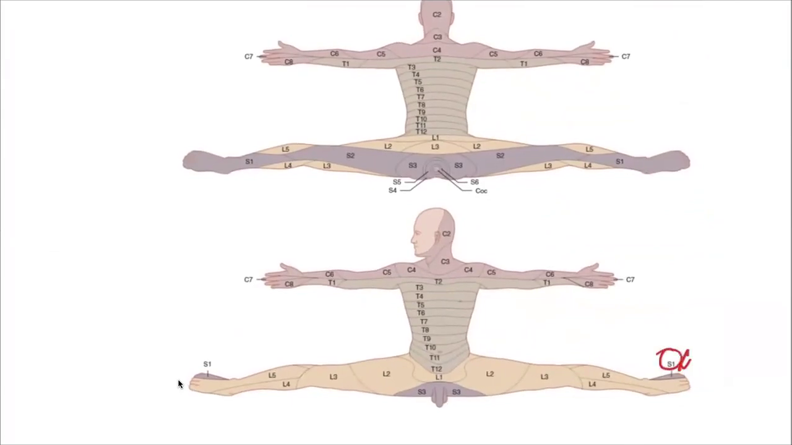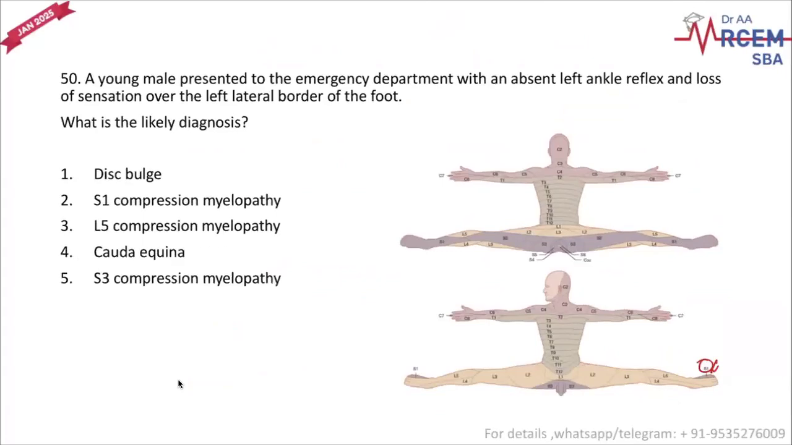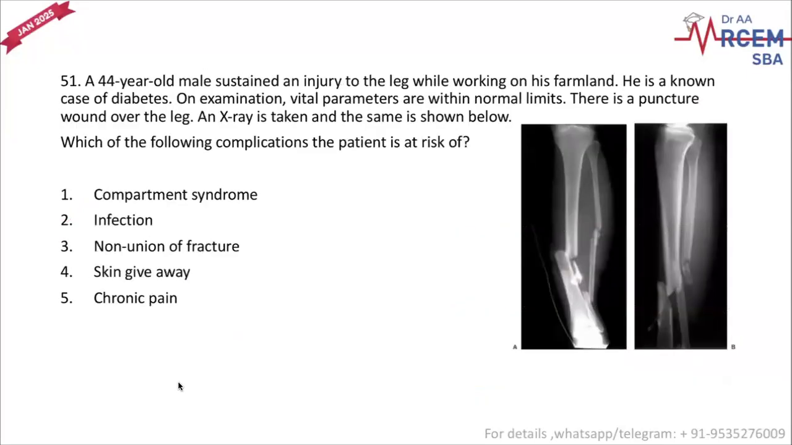This is the lateral part of the foot. It is supplied by S1. So choose the option which has S1 here. S1 compressive myelopathy. And S1 is also required for the ankle reflex, the ankle jerk. So the answer is S1 compressive myelopathy.